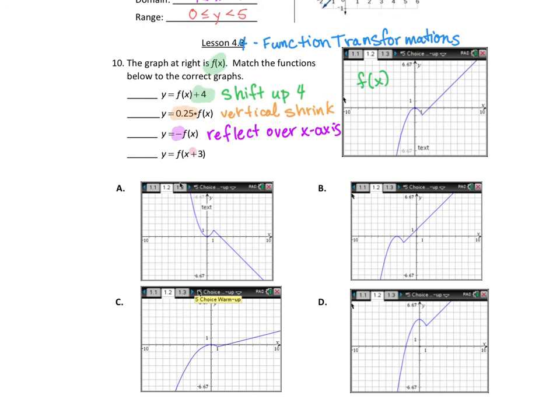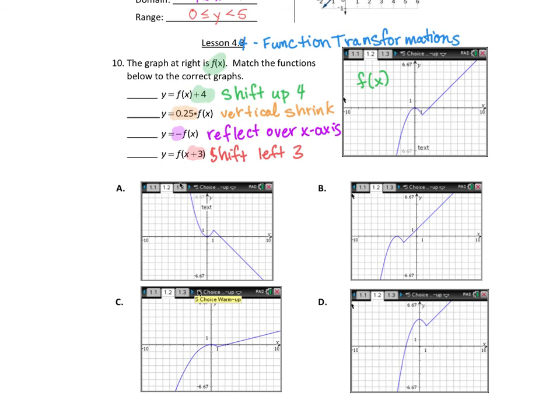The final one here has the +3 inside the parentheses. That means it's affecting the x value, not the whole function, just the x value. So this is a shift. And since it's +3, remember it's always the opposite. When we mess with x, it causes some issues. So it's not to the right, it's to the left. So this is shift left. So if it's positive, you shift to the left. If it's minus or negative, you shift to the right.